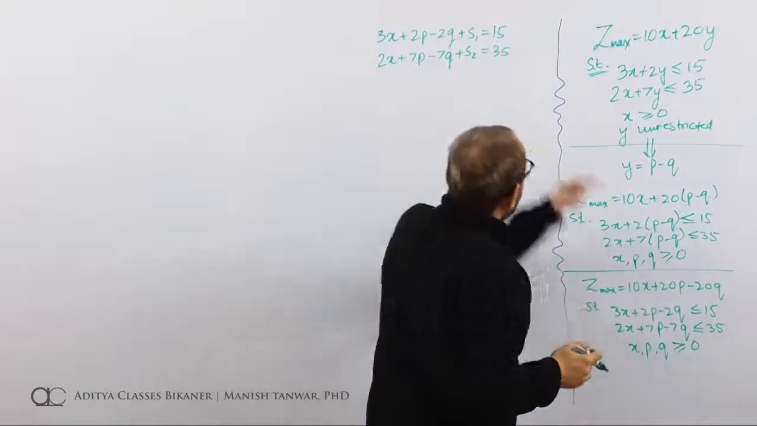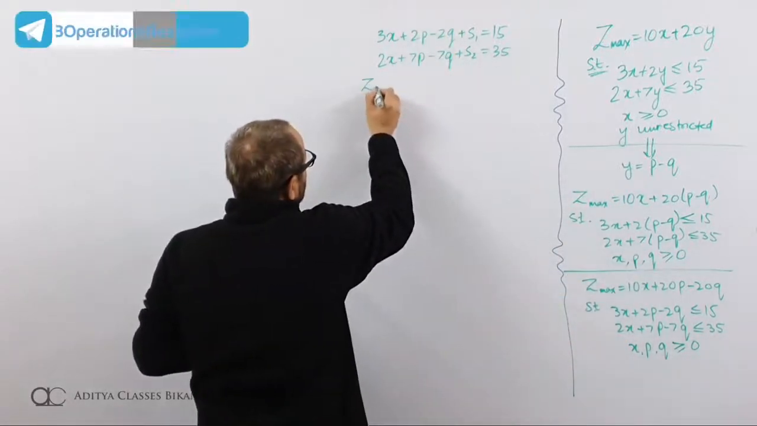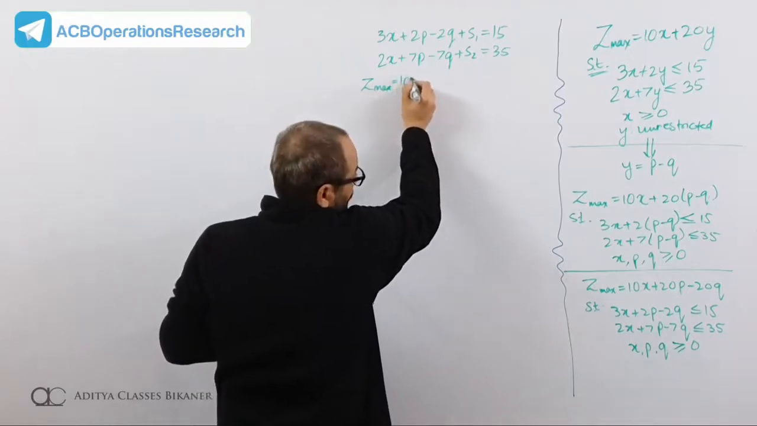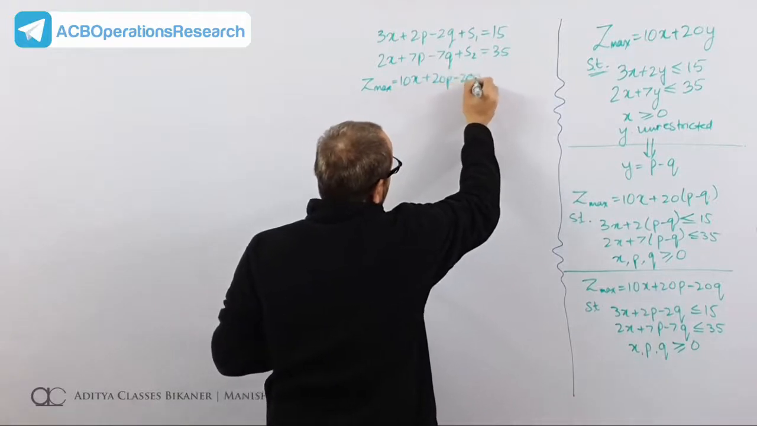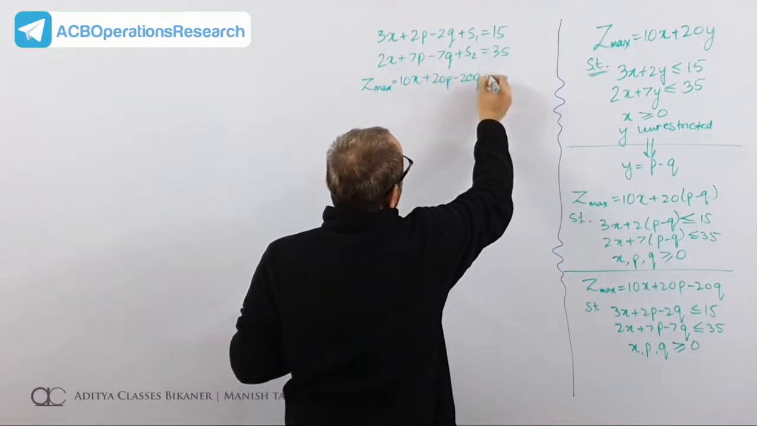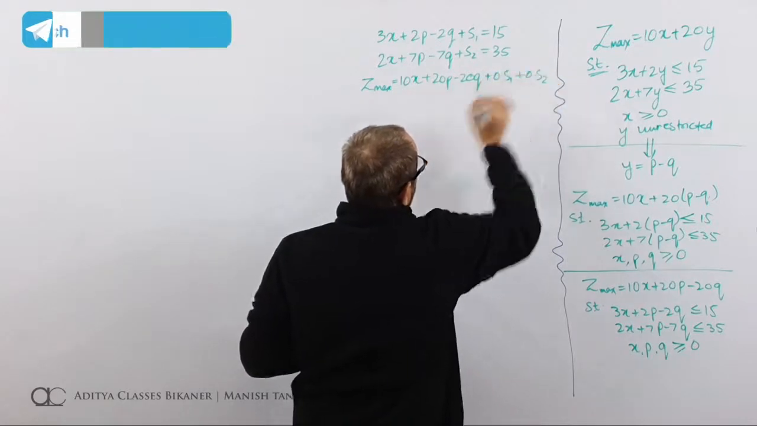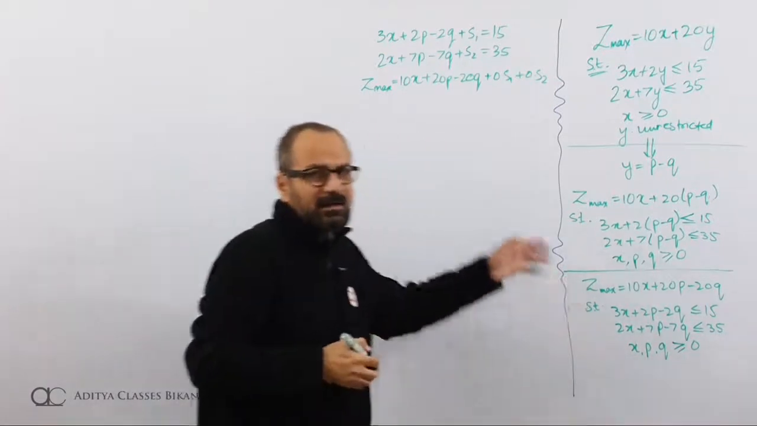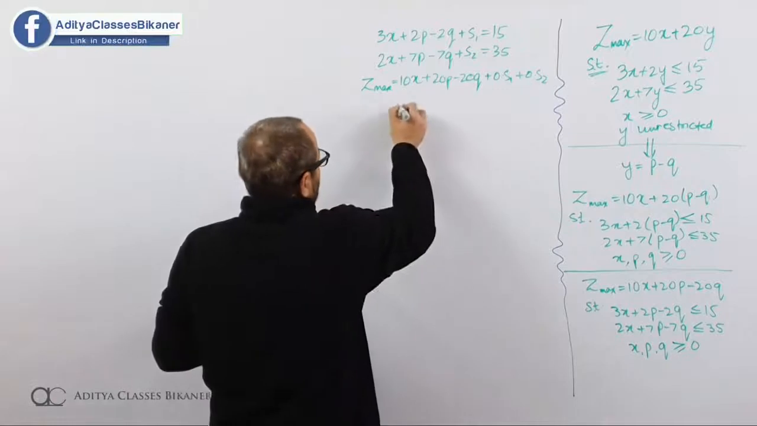As a result of inclusion of S1 and S2, my objective function is also updated to be Z max is equal to 10x plus 20p minus 20q plus 0 S1 plus 0 S2. So this is converting the canonical into standard form. Now we can find out our IBFS.